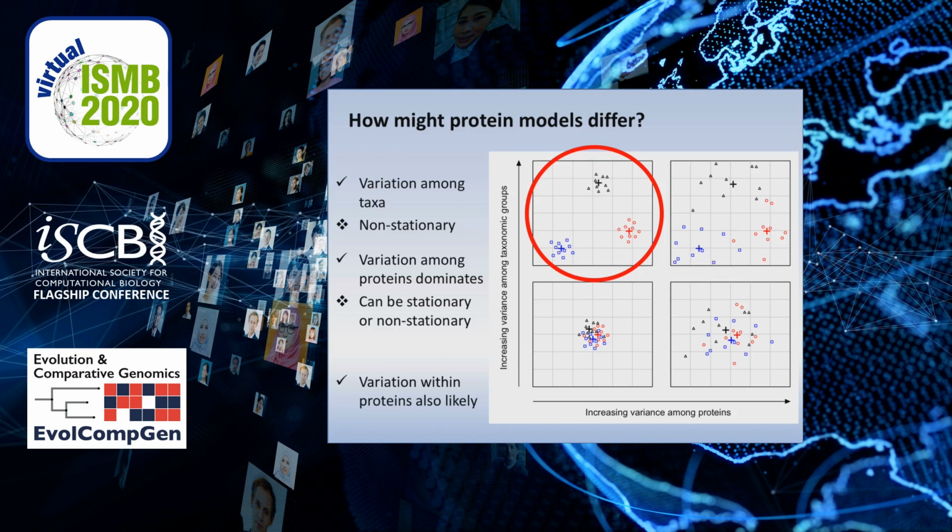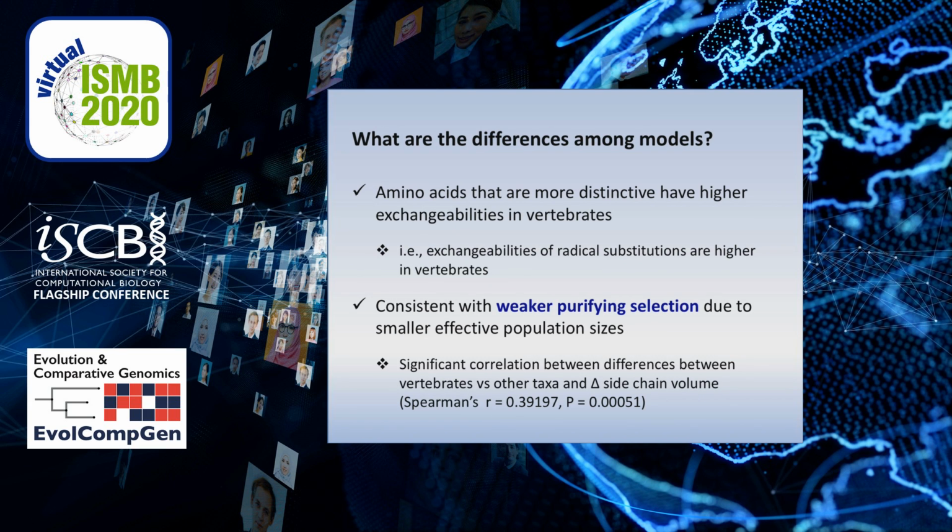What are the differences among models? Well, they can largely be explained by weaker purifying selection in vertebrates, no doubt due to the smaller effective population size. Specifically, those exchangeabilities that are elevated in vertebrate models typically involve larger changes in amino acid side chain volume. So you get radical differences in amino acid size.